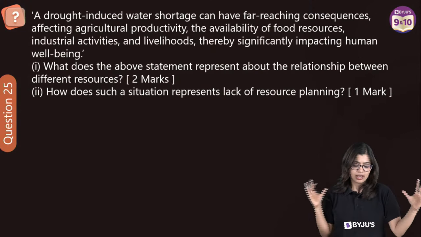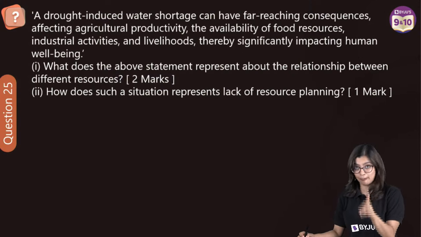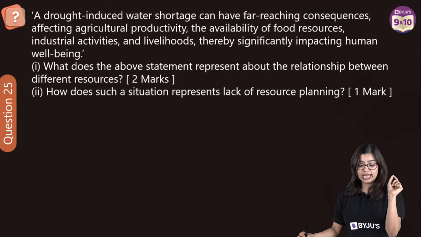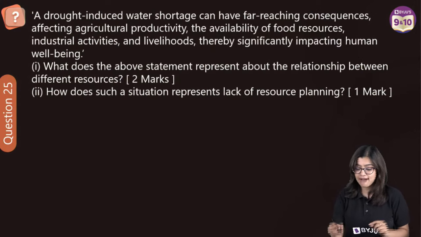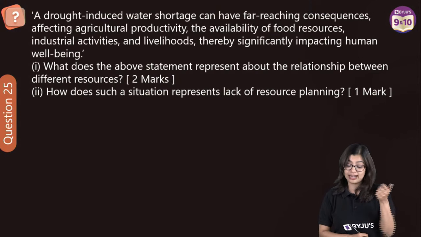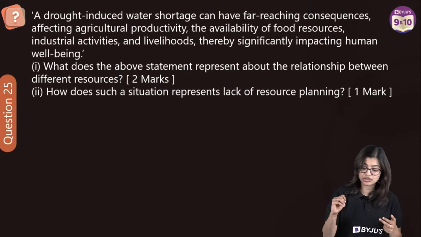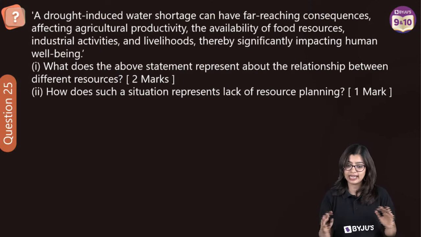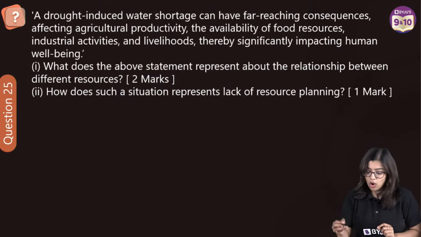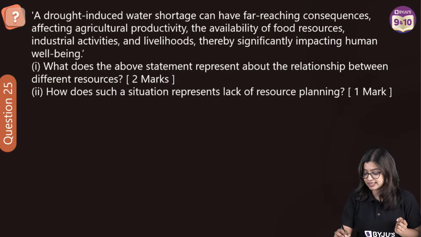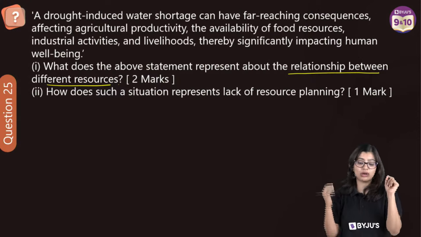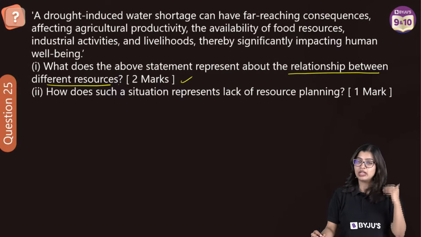Yes? Cool. Let's have a look at this question. This is a competency-based question, so this is not direct. It is indirect. A drought-induced water shortage can have far-reaching consequences which affect agricultural productivity. It affects food resources. It affects your industrial activity, livelihood. Thereby, it can affect the overall human well-being, right? Now, the question is asking us, how does the above statement represent the relationship between different resources? And you need to give me 2 examples, or for 2 marks, we will have to write the answer.